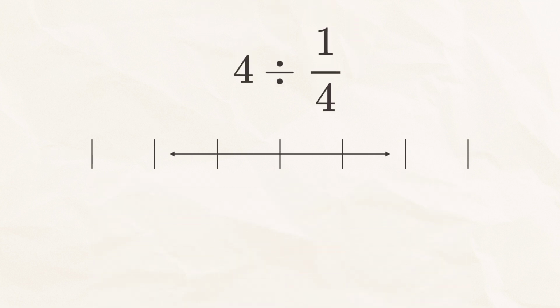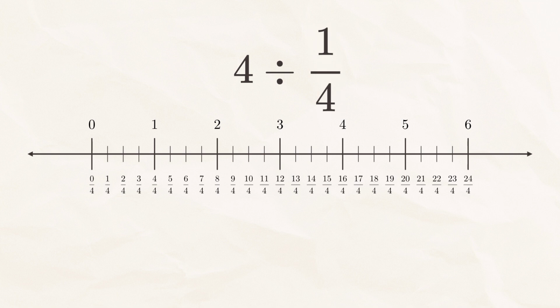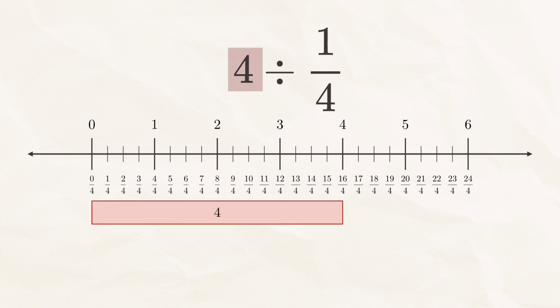Let's do another problem. The dividend will be 4, a whole number. But this time, we'll throw a fraction into the mix and use 1/4 as the divisor. Since we're now dividing by a fraction, we'll put up markers for 1/4 on the number line. And we'll label the markers as how many fourths those quarter markers represent on the number line. Here's our dividend, 4. And here's our divisor, 1/4.